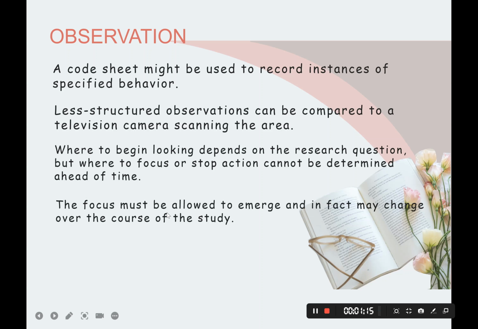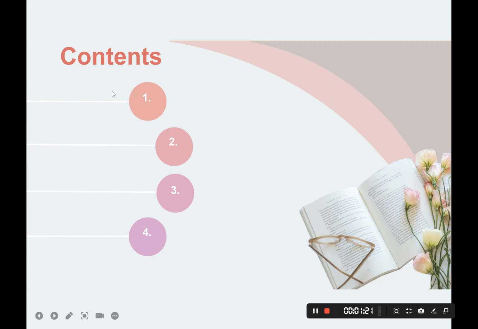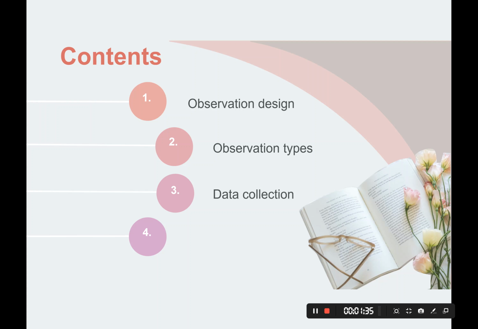After this brief discussion of observation, I want to introduce to you the main contents of my presentation, which will include 4 parts. The first one is related to design, and the second one is about types. The third one is data collection, and the last one is a list of references.